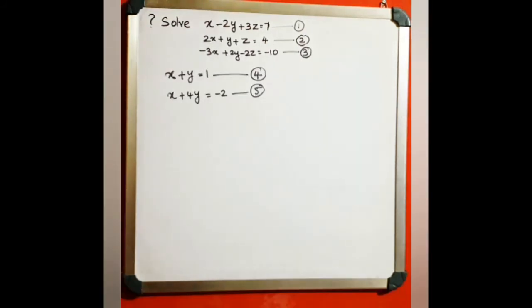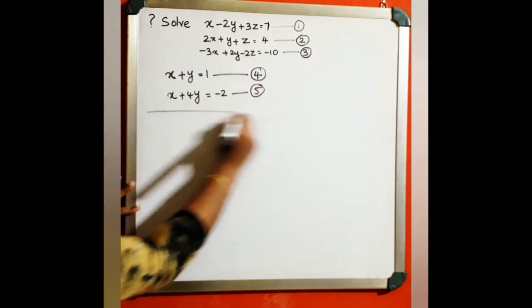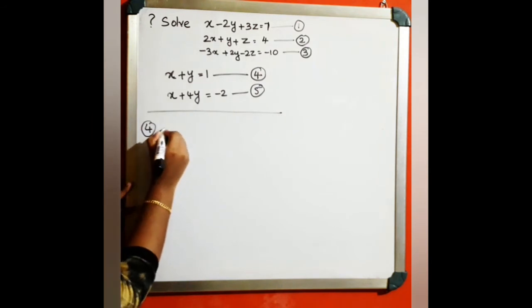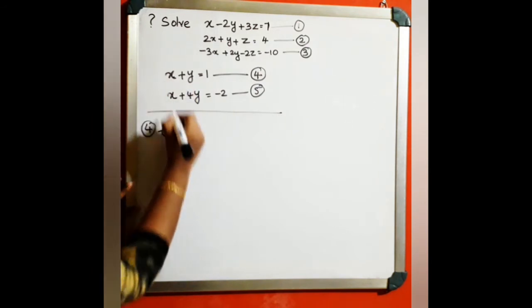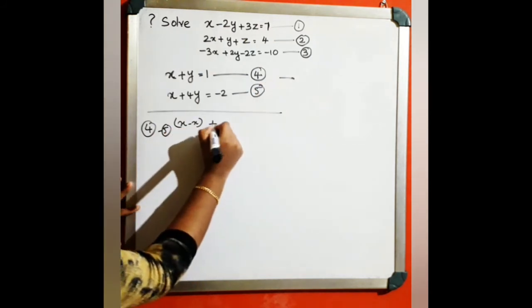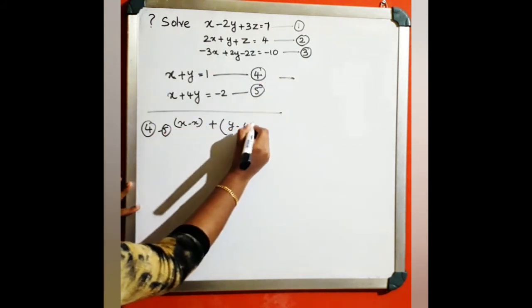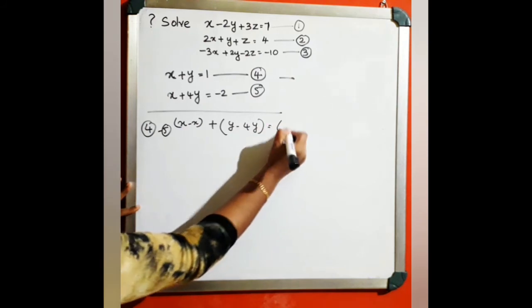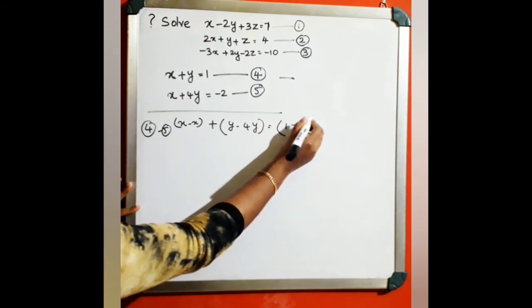We get x plus y equal to 1 and x plus 4y is minus 2. Here the coefficient of x is same. To eliminate x, just subtract this equation, equation 4 minus 5. That is x minus x plus y minus 4y is equal to 1 minus 2.